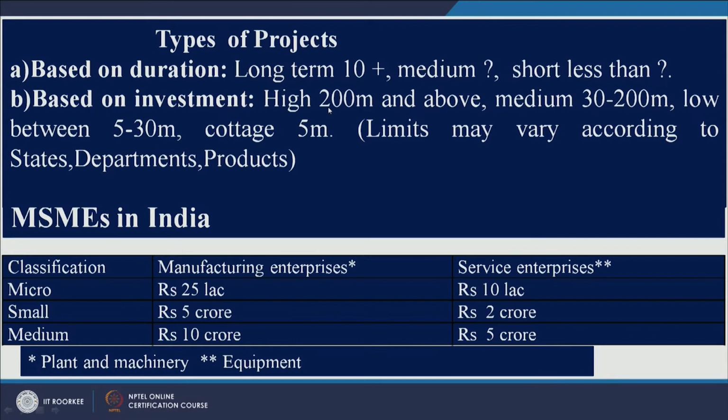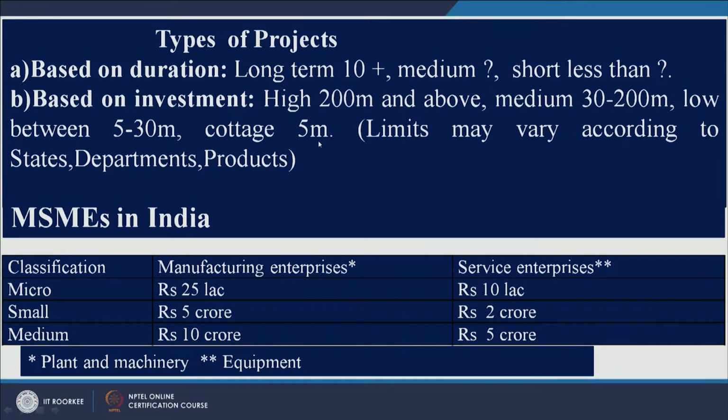So let's say this is an example of the CERN project, which is a very much international and quite a technical project. So you can have project classification on the basis of high tech and low tech also. Let us look at how to classify projects based on duration. You can have long term, medium term, and short term projects. Based on investment, you can have high investment, medium investment and low investment projects. So these are different limits given for the projects.